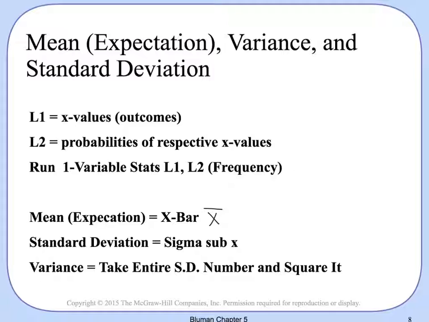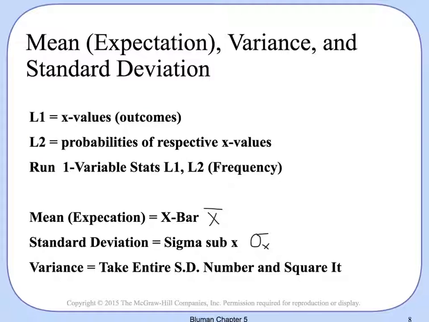The standard deviation, and I couldn't put in the notation into this PowerPoint. I can in my Excel documents. I probably should have just done it and then taken a picture of it, but it doesn't transfer. So I put sigma sub x. On our calculator, it looks like this. Sigma sub x, like that. Remember that one? That's standard deviation. And then to get the variance, we take the entire standard deviation number and we square it. So that's the fastest way to do these and the most accurate.